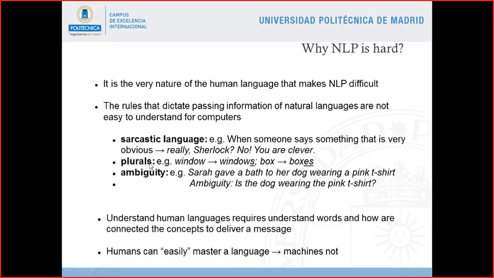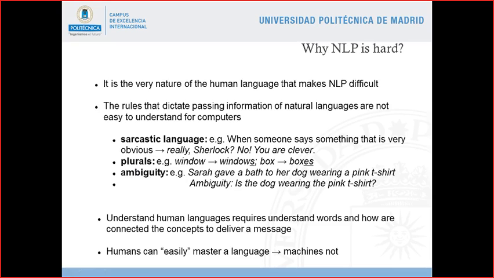Another rule that is difficult for computers to understand is plurals, because of the different ways that we build them. Windows with a final S, boxes, and in Spanish it depends on whether it is female or male, etc. So it's difficult for a computer to distinguish the plurals. Also, the ambiguity in the text.